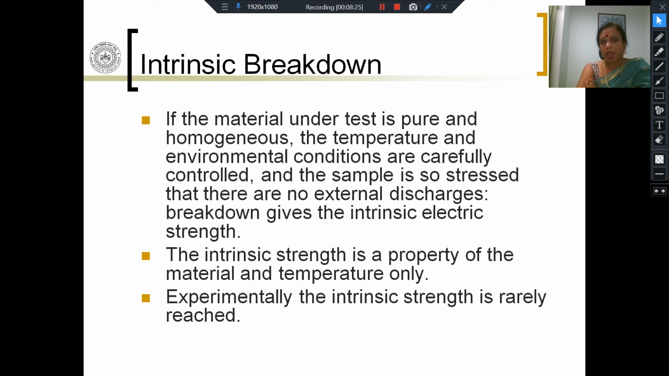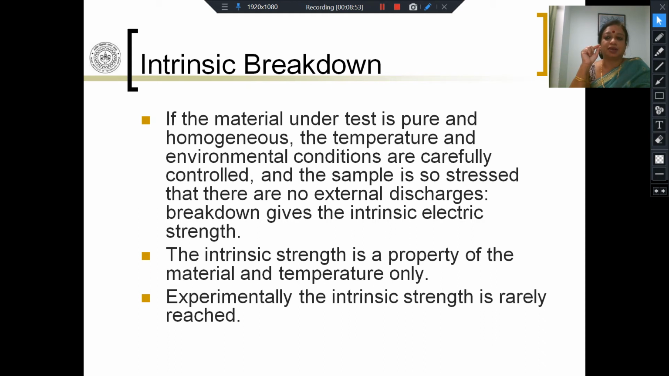However, most often, this is a very theoretical concept. You will not have a situation where you can control everything in this manner. You can control impurities, you can control ambient conditions, you can control any random factors. So when you see a breakdown in practice in the laboratory, even under reasonably controlled conditions, it is very likely that it will be due to some other mechanisms which we will discuss later.